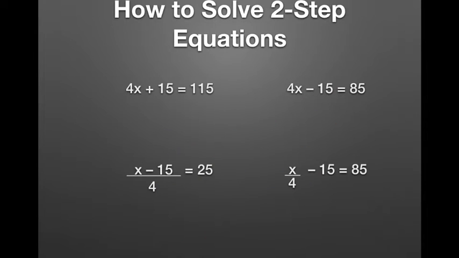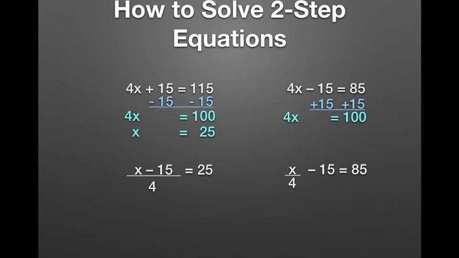Moving on to 2-step equations. If we have 4x plus 15 is 115, let's move some things around and solve for x. So we could start by subtracting 15. 4x equals 100, and we've already done that. 4x minus 15 is 85. Let's add 15 to both sides. And you know the story from there.